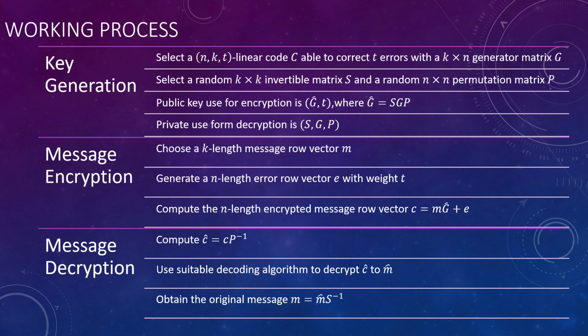And then we need to use a suitable decoding algorithm to turn the c hat into a k-length row vector m hat. After that, finally, we need to multiply the m hat by the inverse of the matrix S to obtain the original message. So all of the steps are just matrix multiplication, but the only hard part is finding the suitable decoding algorithm to turn c hat into m hat.